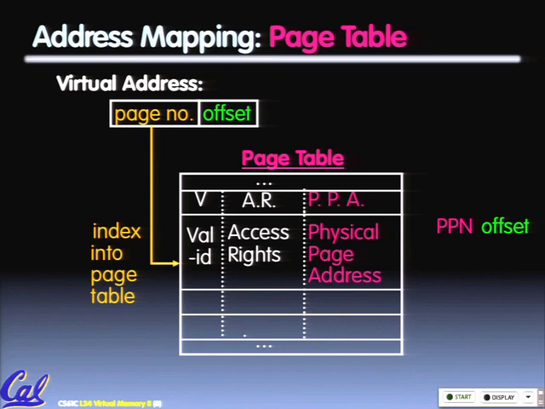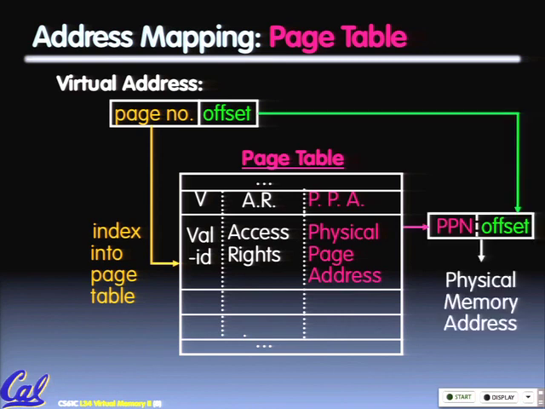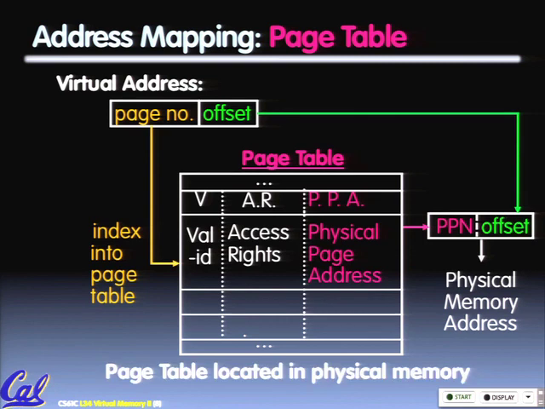Inside the page table, you have an entry. That entry, the most important thing we've seen so far, is this physical page address, or the physical page number. That number gets concatenated with the offset. The offset just passes over, and I keep those 5 bits there, and now I have a physical memory address. This page table is loaded in physical memory. We talked about that last time also.